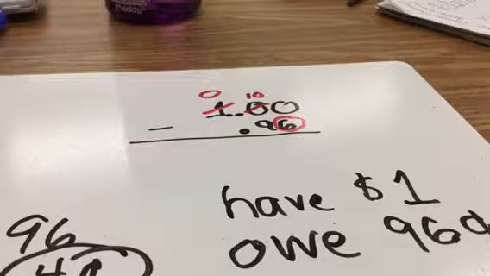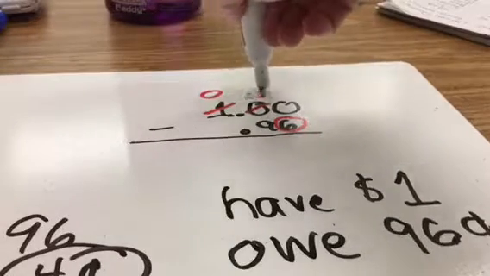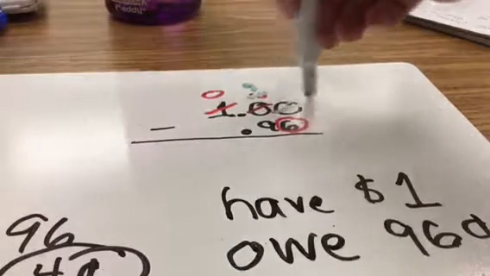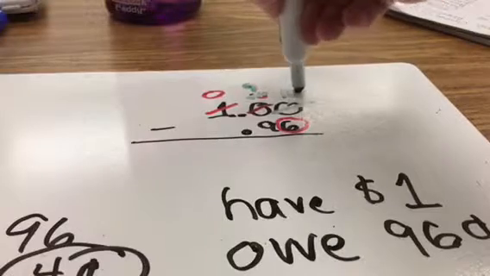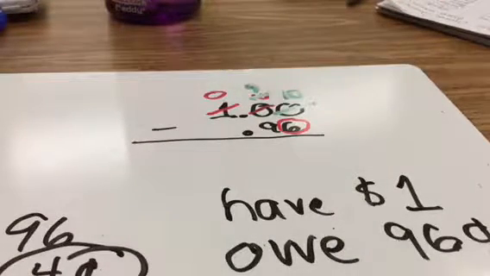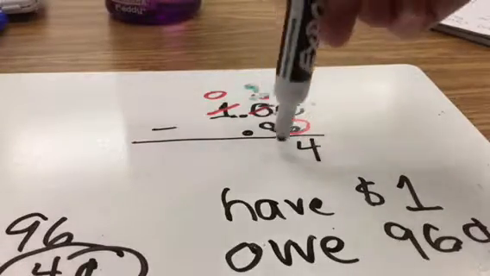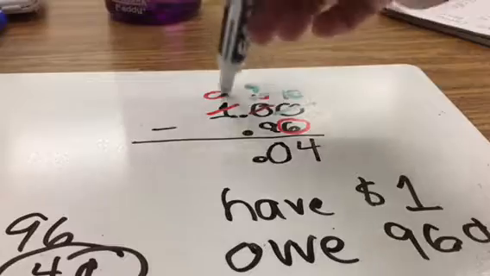That does not help me do 0 take away 6. But however, my neighbor is home, so I'm going to go next door now and borrow one of those dimes and trade it in for 10 pennies. I can do 10 take away 6 is 4. Numbers the same, zeros the game.